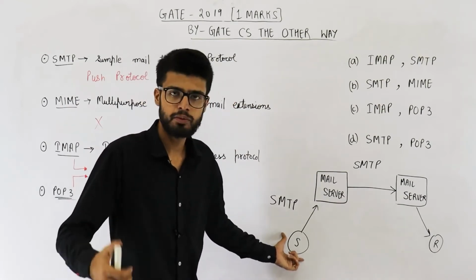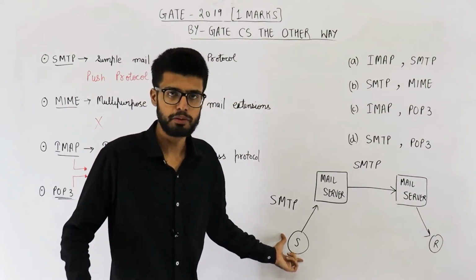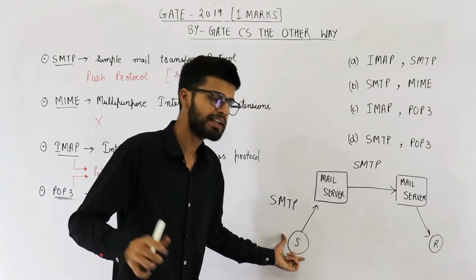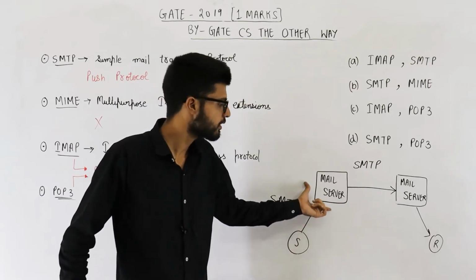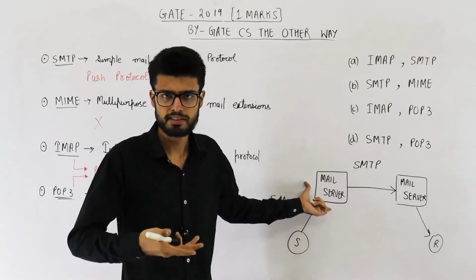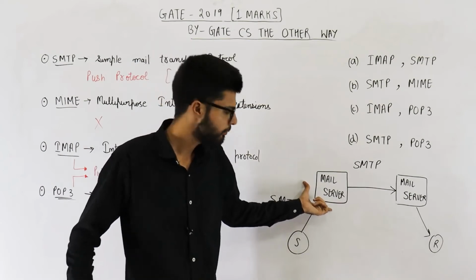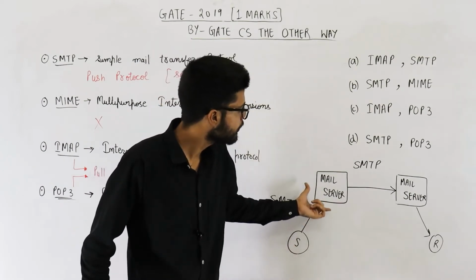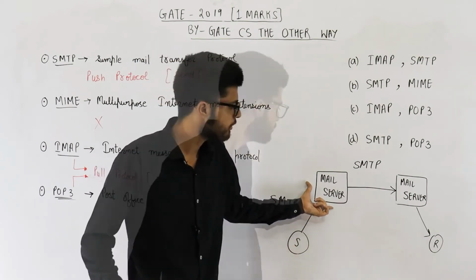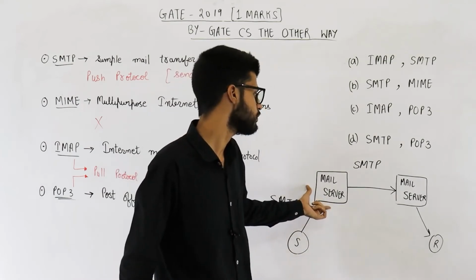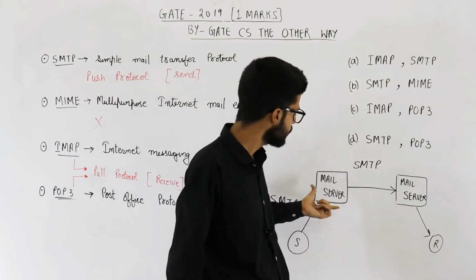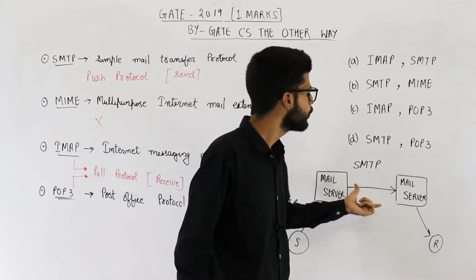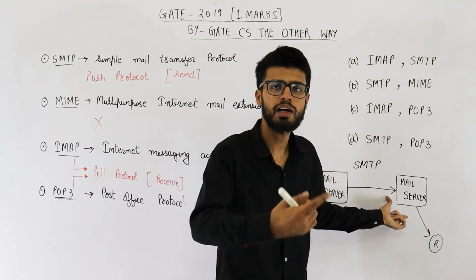Suppose at 10 PM you decided to write some email and you just press the send button. You are assuming that this server is active 24/7. It's a server, it has to be active all the time. So immediately your email will be pushed onto the server. Similarly, this server also assumes that the other server will be active 24/7, so immediately this one will push the email to the other mail server.